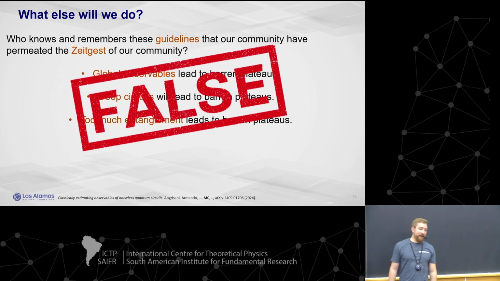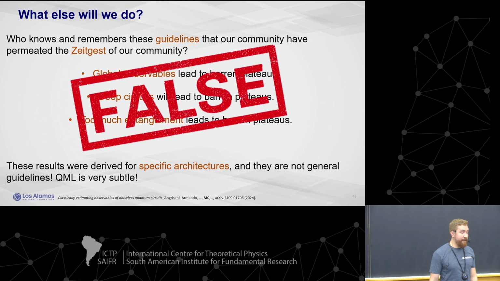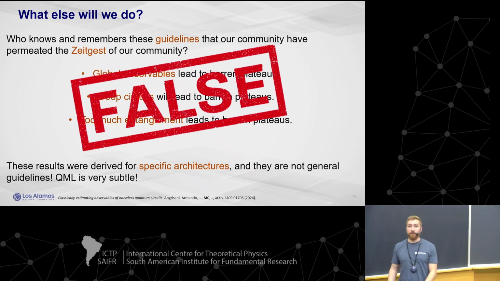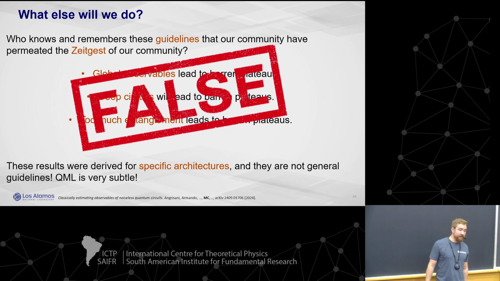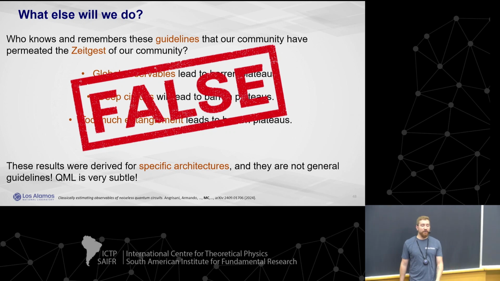And in fact, they are false because they were derived for specific architectures where it was shown that for this architecture, under these conditions, global observables don't work. For this architecture, under these conditions, too entangled states don't work. But those are not general guidelines. QML is extremely, extremely subtle, but we will actually find what is the correct set of guidelines that we should learn for every model. So I think this is perfect because I still have a little bit of extra time to introduce something for next class.